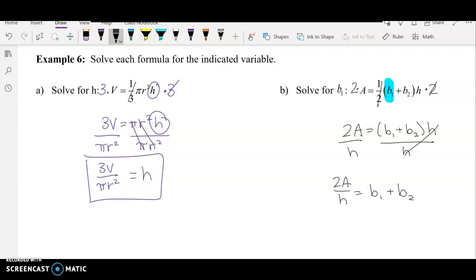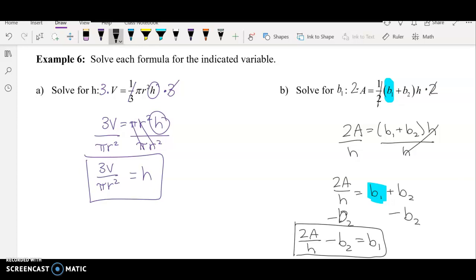And now what I'm going to do is I'm going to move that b2 to the other side, because again, my goal right now is to get b1 by itself. So I'm going to move the b2 over by subtracting. So I get b1 equals 2a over h minus b2.